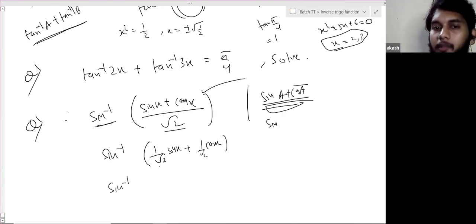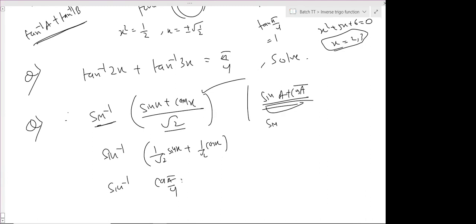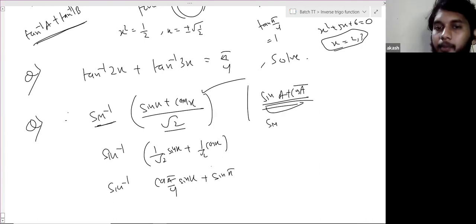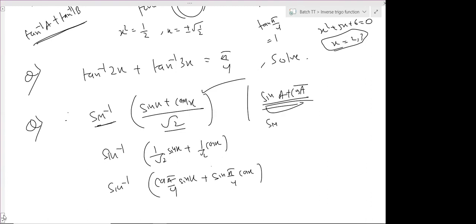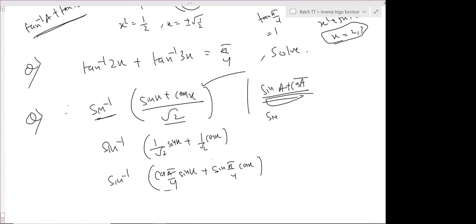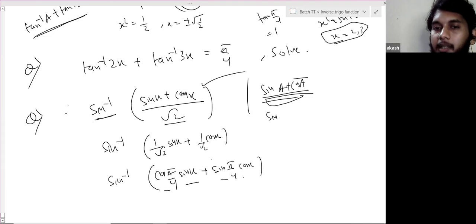Sine inverse, what is the value? Where do we get 1 upon √2? Can I write this as cos pi by 4? Yes or no? Cos pi by 4 is 1 upon √2. Yes, sir. And this is sin x plus, can I write this as sin pi by 4? Yes. So what is this formula? Cos a sin b plus sin a cos b. What formula is this?